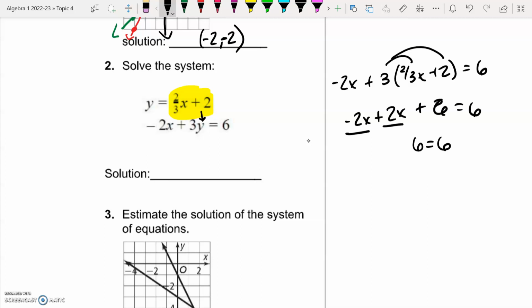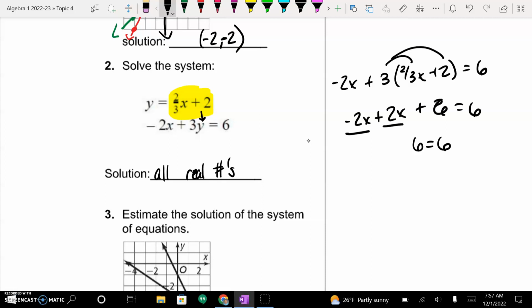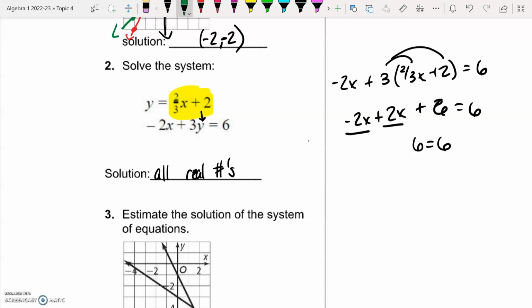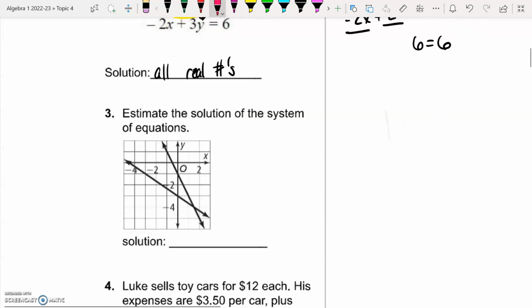That is a true statement, so your answer is either all real numbers or infinitely many solutions, however you want to write it. But if it's a true statement, it's all real numbers. If it's a false statement, it's no solution. So in this case, it's all real numbers because it's 6 equals 6.